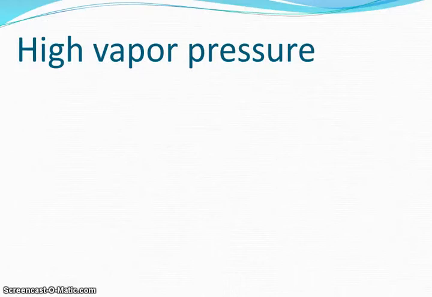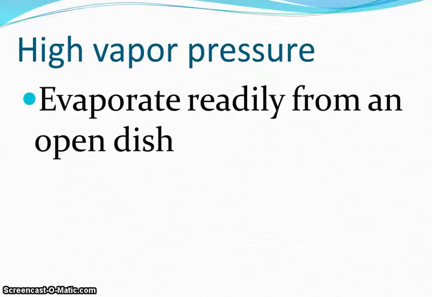If a system has a high vapor pressure, it's because the liquid evaporates readily from that particular dish. We say that the substance is a volatile substance.